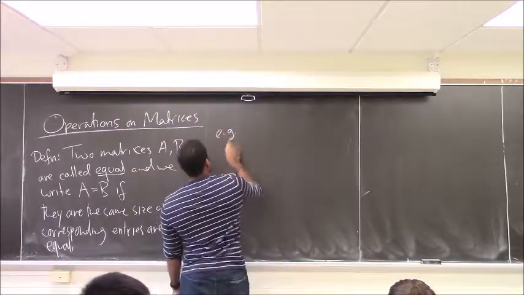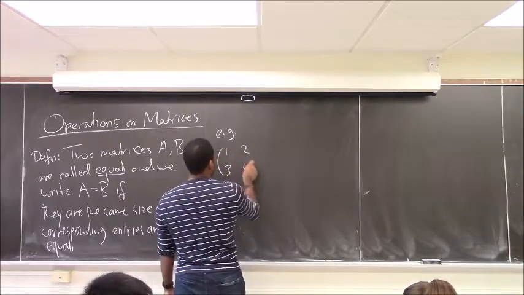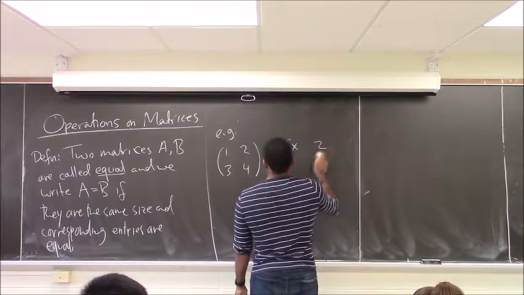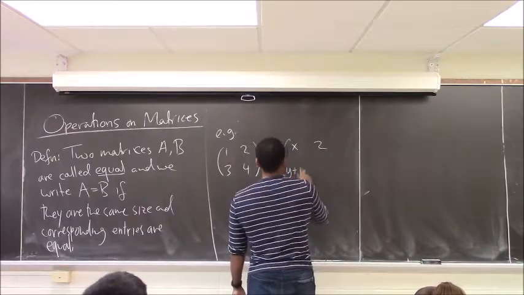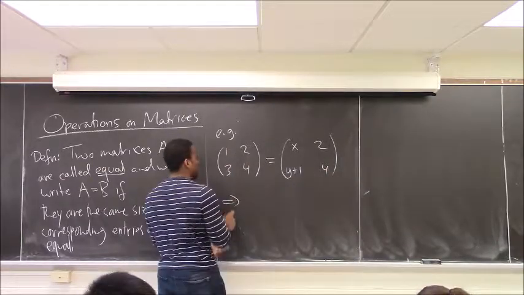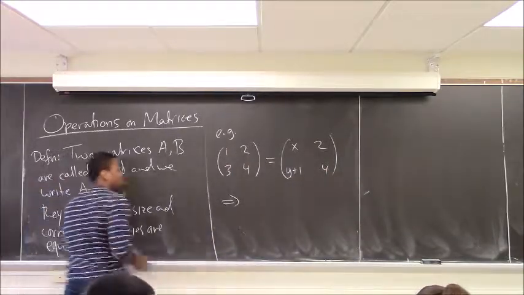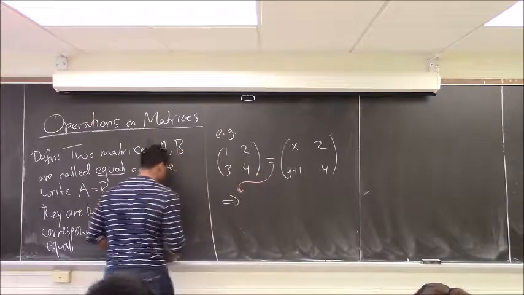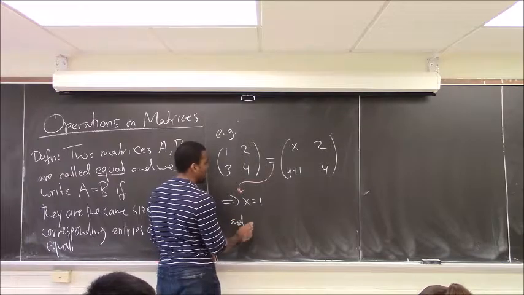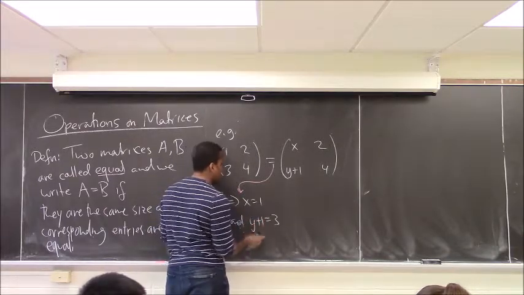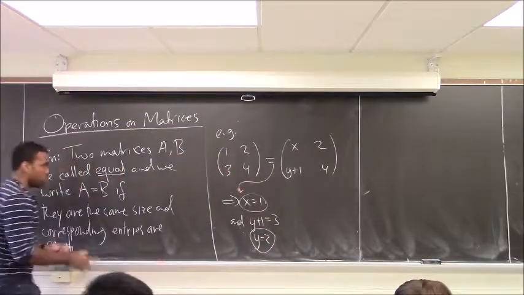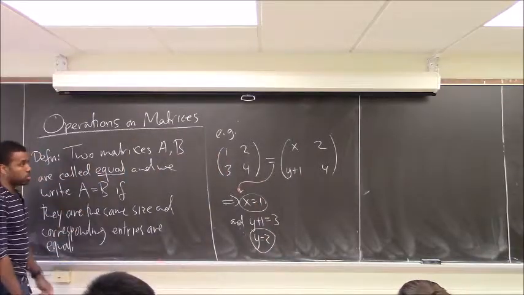So I have 1, 2, 3, 4, and I tell you that it's equal to x, y plus 1, and 4. Me telling you this would imply that you automatically know that x equals 1, and you automatically know that y plus 1 equals 3, so that y must be 2. So you'd be able to solve the equation by matching up corresponding components.